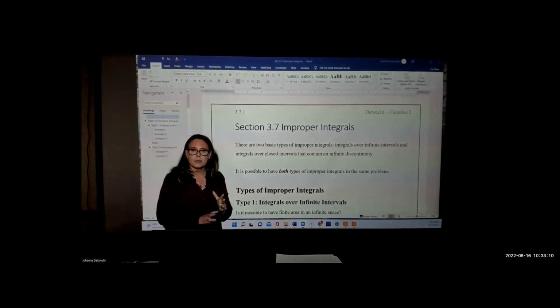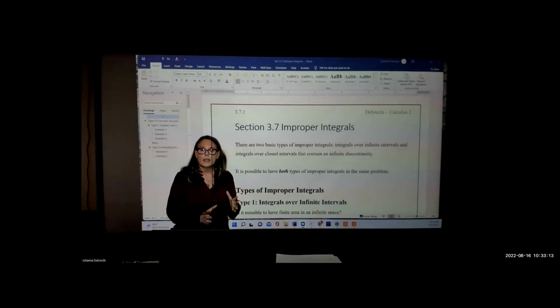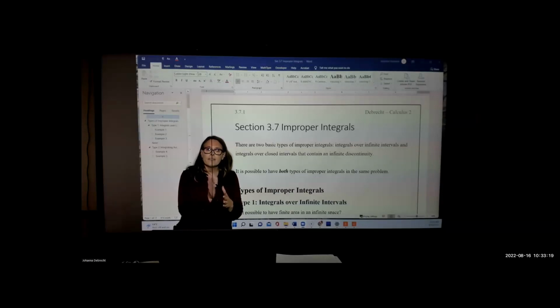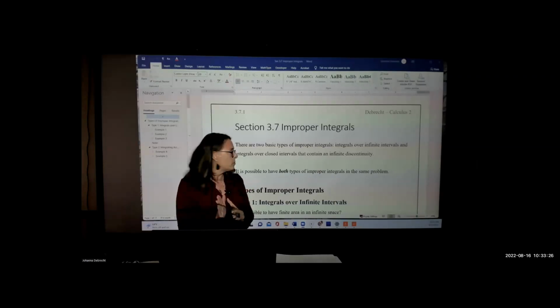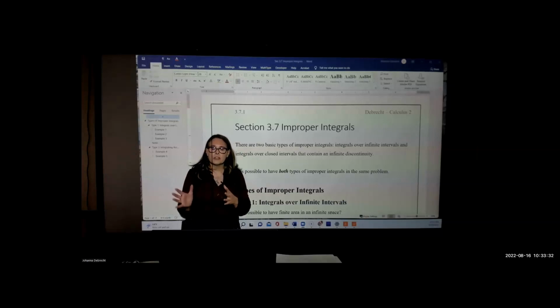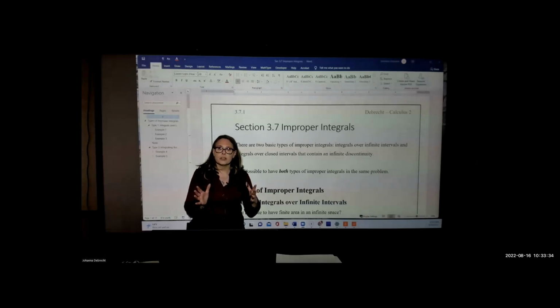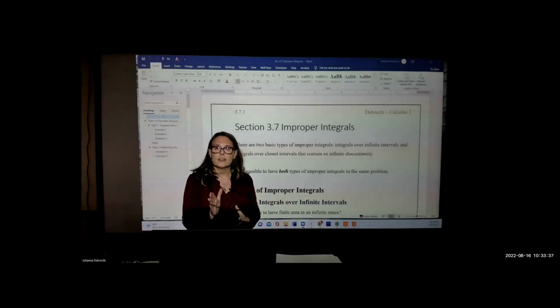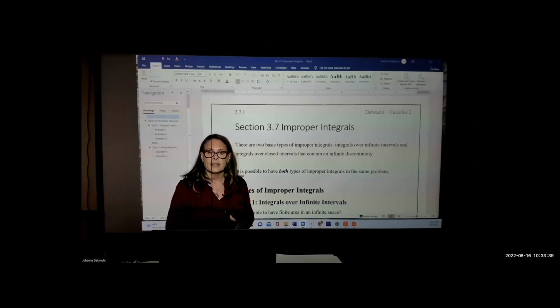That makes it improper, because we have that infinite discontinuity between the lower and upper limit of integration. We have a value where that function does not exist. The only way to have an infinite discontinuity in the middle is to have 0 in the denominator. So buried between the lower and upper limit of integration, we've got a point where the integrand itself does not exist, and this makes the integral improper.